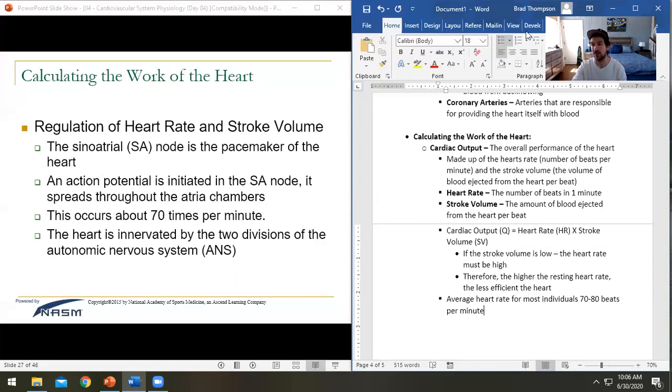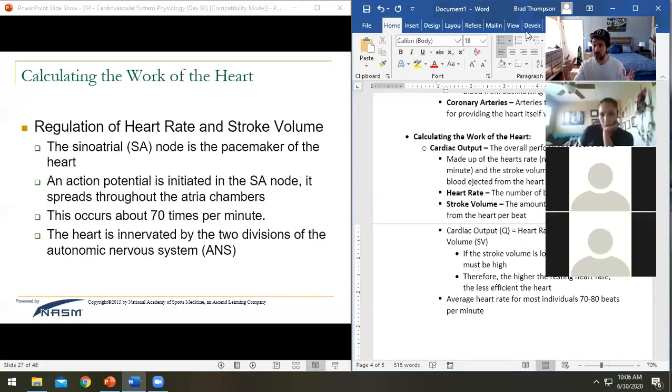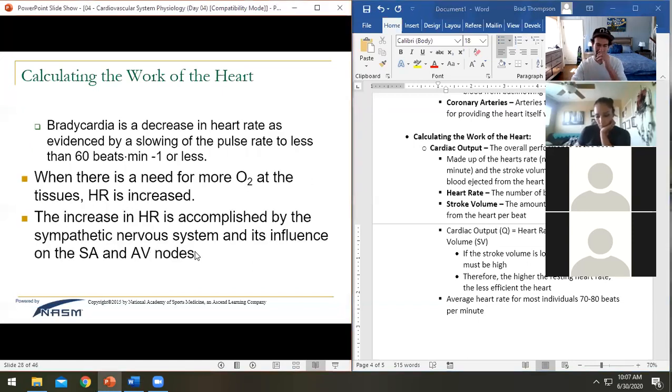It's also why the smaller and smaller animals that you see have higher heart rates. It's always surprising, like cats are the most relaxing animal in the world, but if you ever listen to their heart rate, it sounds like it's going a million miles an hour.